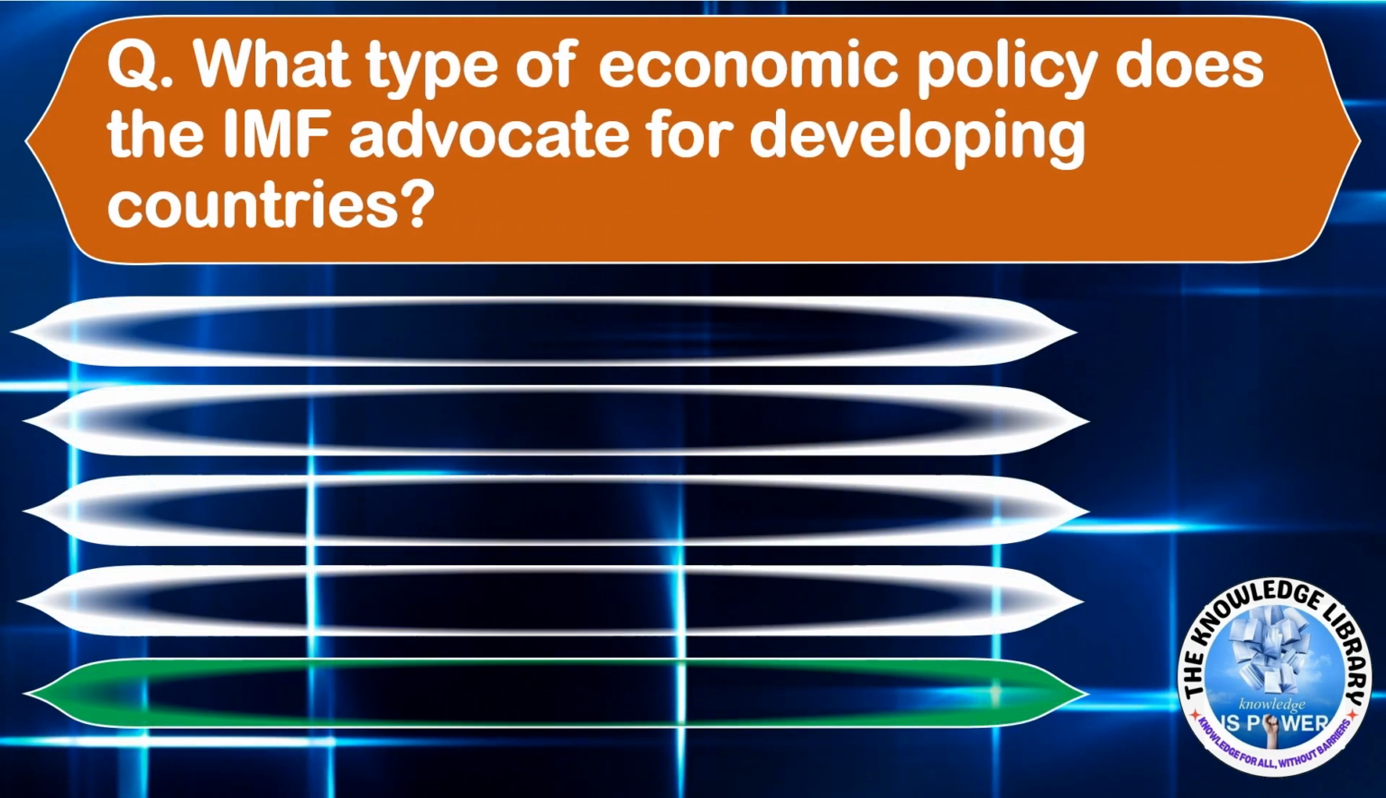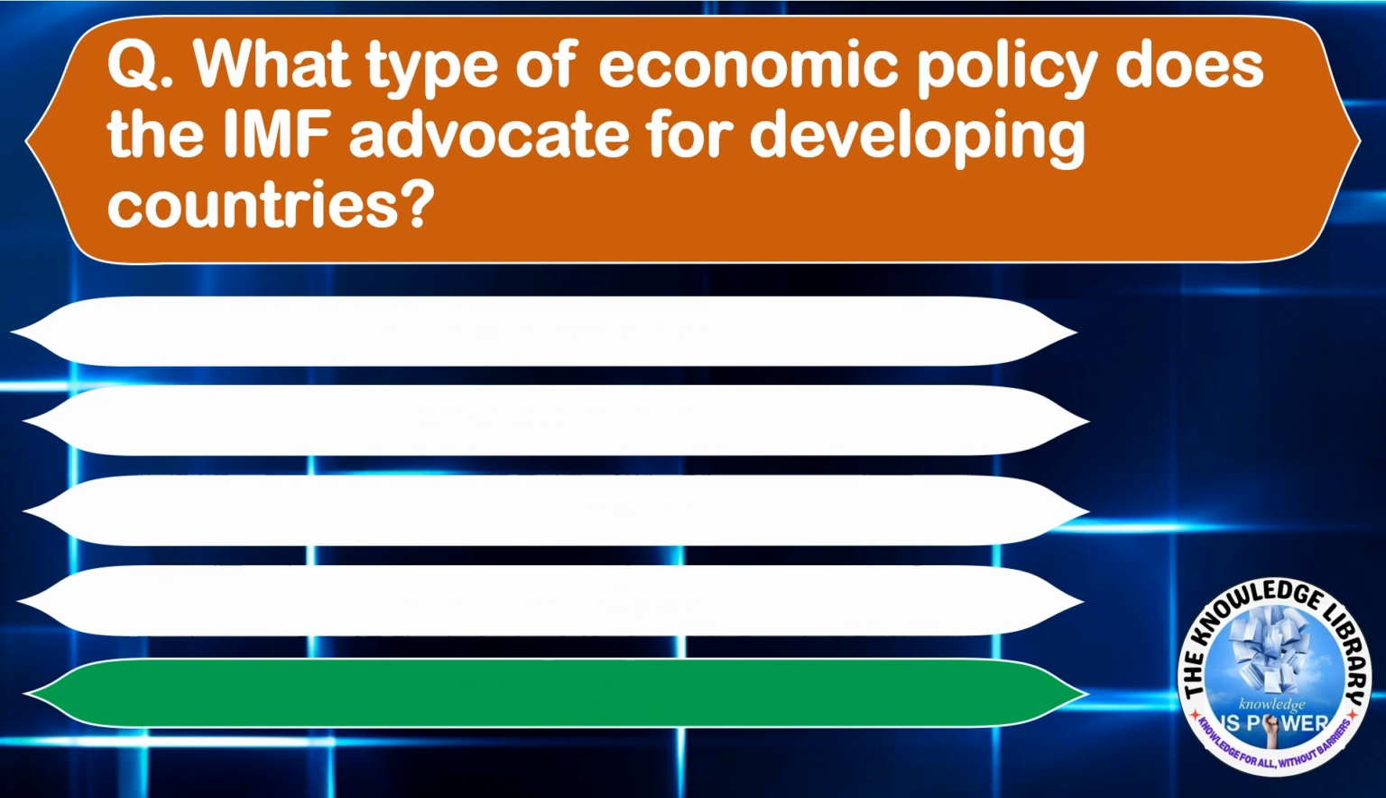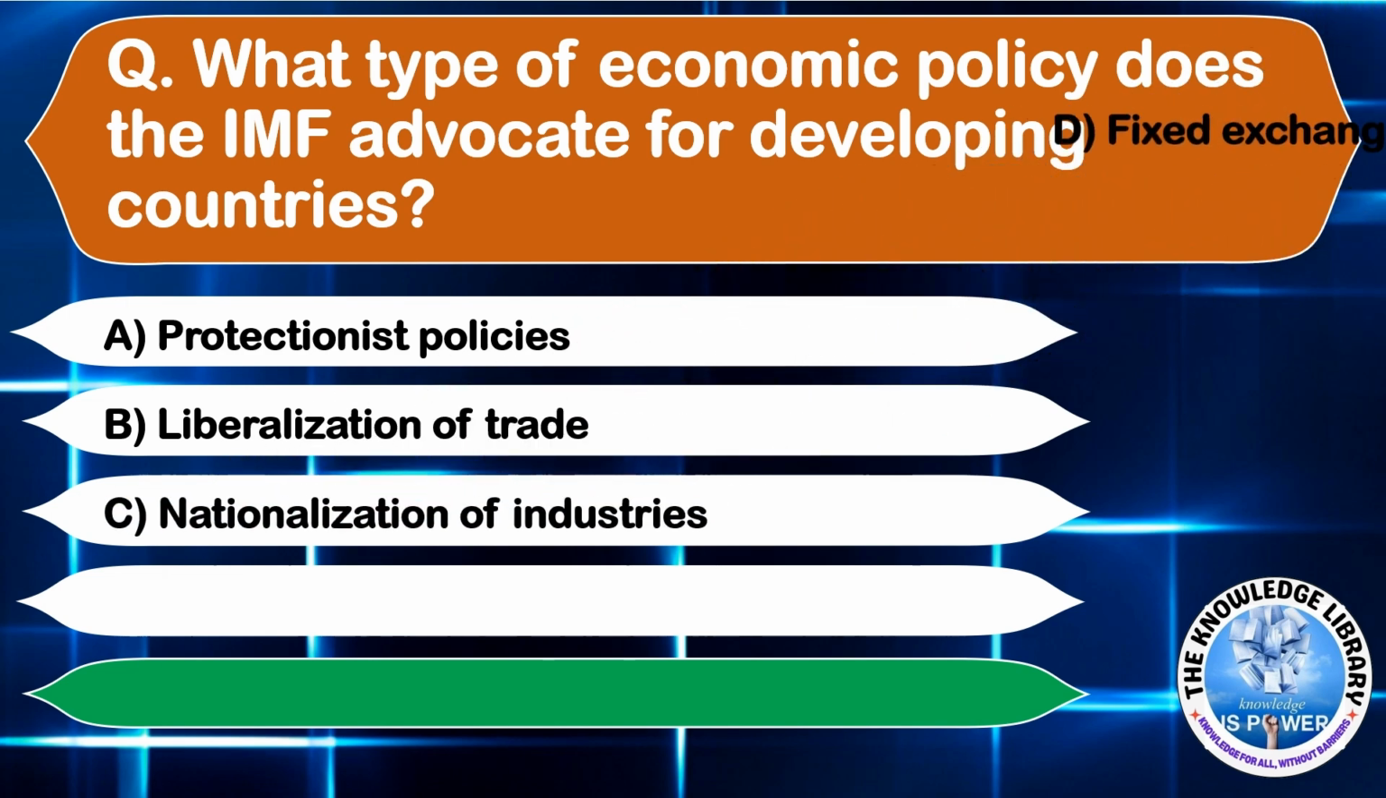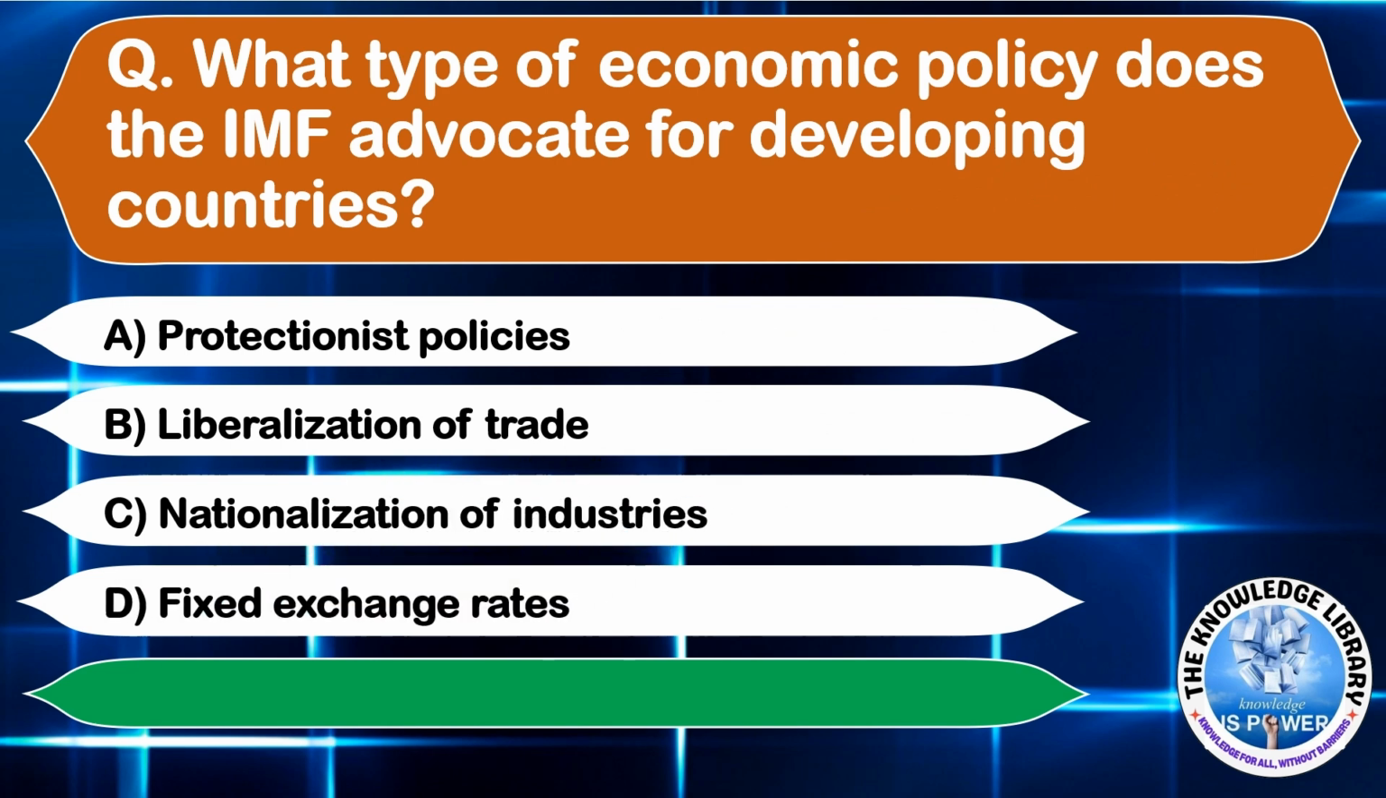Next question is, what type of economic policy does the IMF advocate for developing countries? Option A, protectionist policies. Option B, liberalization of trade. Option C, nationalization of industries. Option D, fixed exchange rates. Answer is option B, liberalization of trade.